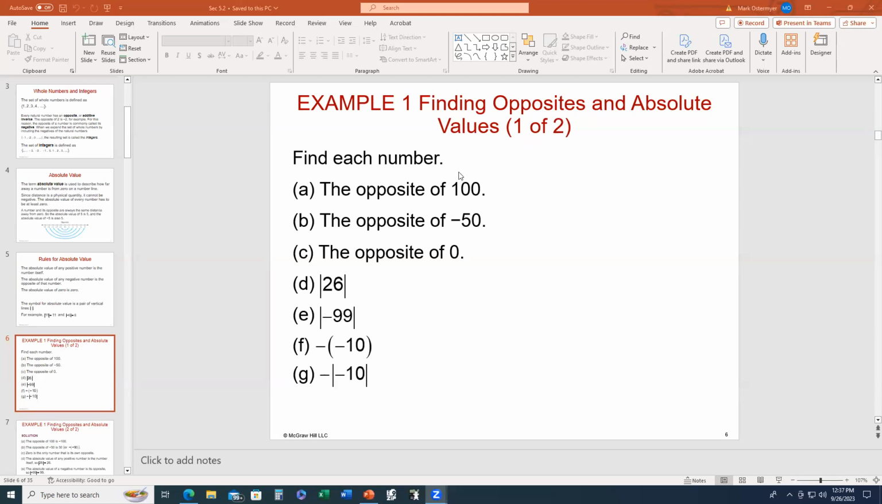Find the opposite of each of these numbers. Ladies, I would like you to do A through C for classwork 1, and we'll do the other ones in a moment. Okay, so let's do A through C first. Classwork 1, A through C. Go ahead.